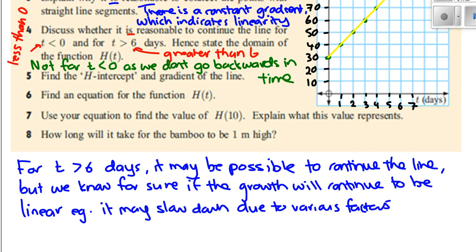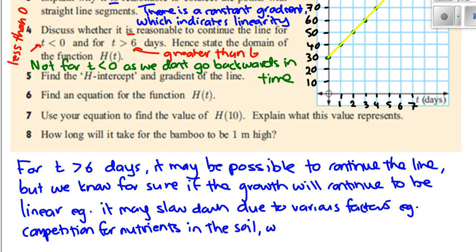And so on. E.g., competition for space, if you happen to have a lot of plants. E.g., competition for nutrients in the soil, due to other plants being there, using the nutrients in the soil. Withering, etc. So it could instead go kind of straight like this, and then maybe it could flatten off after time is 6. We don't know after 6 days what happens. So hence state the domain of the function.